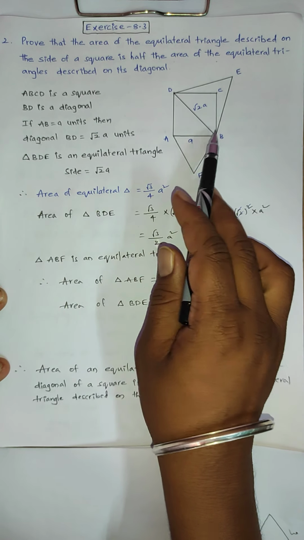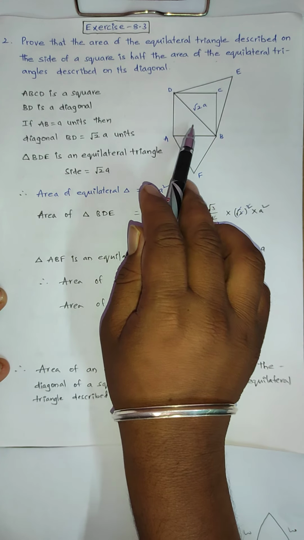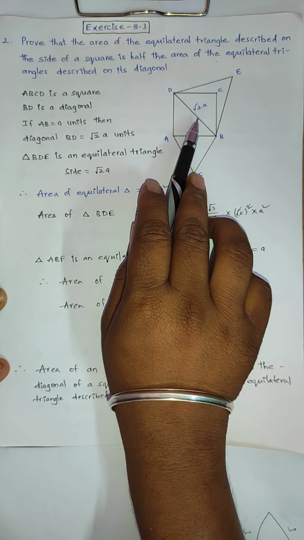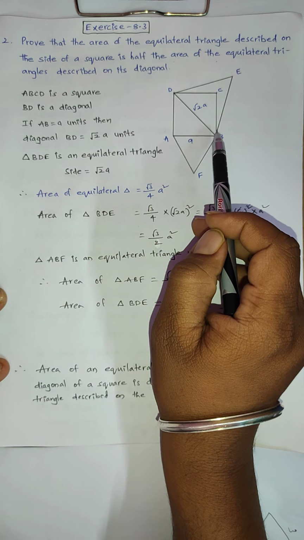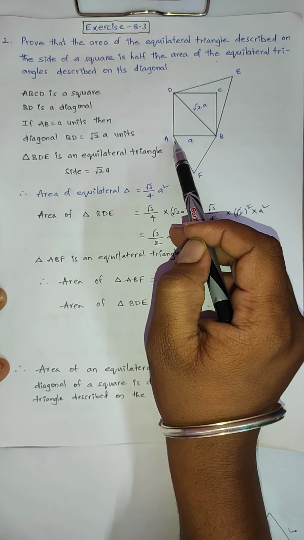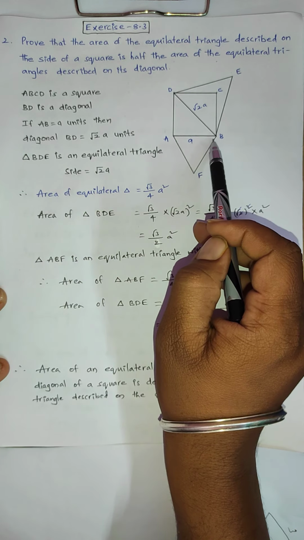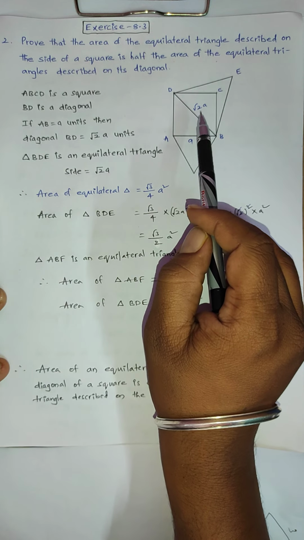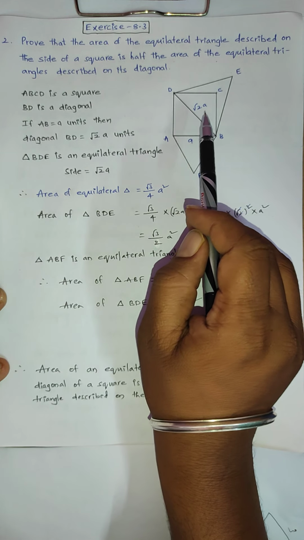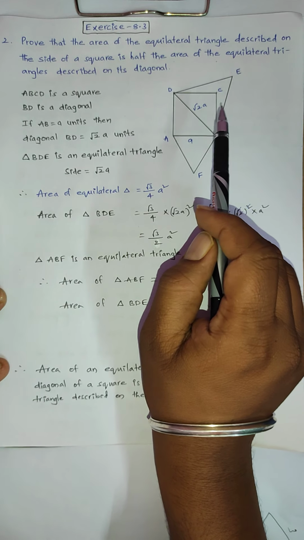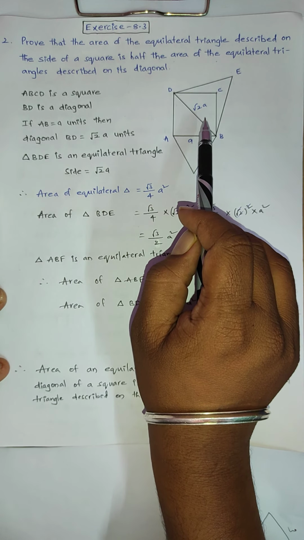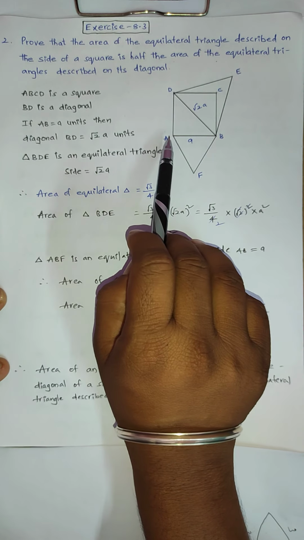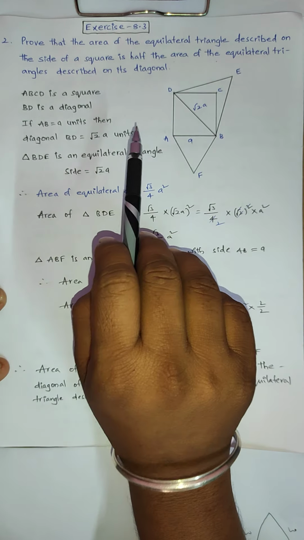Here the question is, there is a square. In this square BD is a diagonal. With the help of this diagonal, an equilateral triangle is drawn, and with the help of one side, another equilateral triangle is drawn. In this square we need to draw two equilateral triangles. One equilateral triangle has the diagonal as its side, another equilateral triangle has the side of the square as its side.